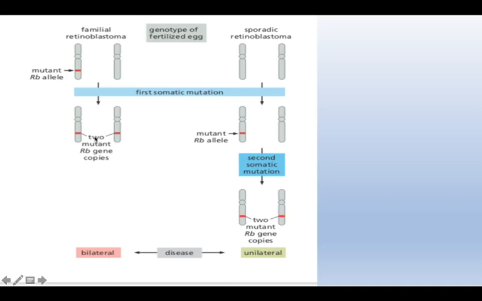This is what Alfred Knudson explored: that two hits are required for a sporadic cancer to begin. First a somatic mutation and then a second somatic mutation.